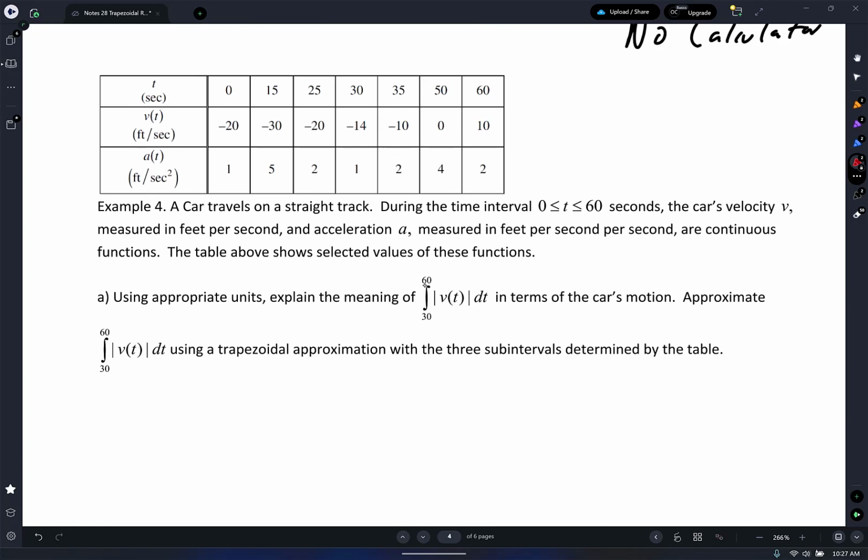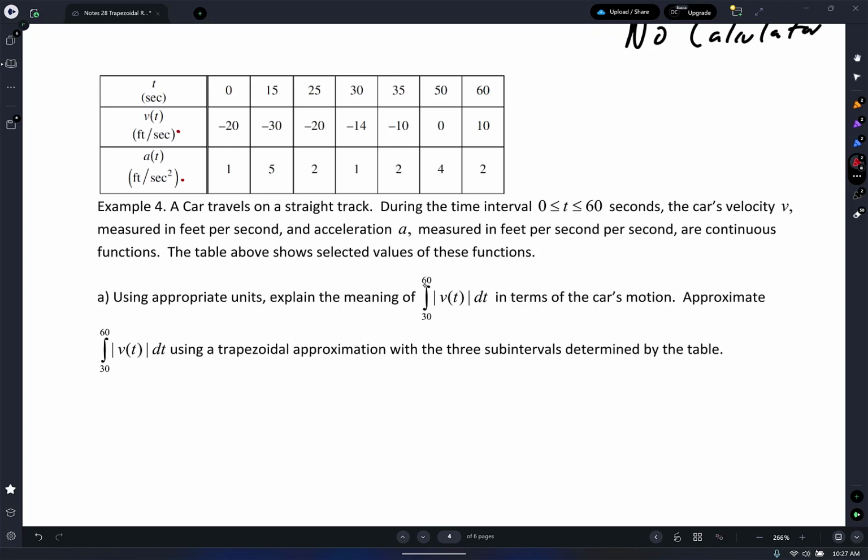You guys ready? We're going to go slow. So we have a table with seconds and feet per second squared, a table with velocity and acceleration. A car travels on a straight track during the time interval between 0 and 60 seconds. The car's velocity, v, measured in feet per second, and acceleration, a, measured in feet per second squared, are continuous functions. The table above shows selected values of these functions.